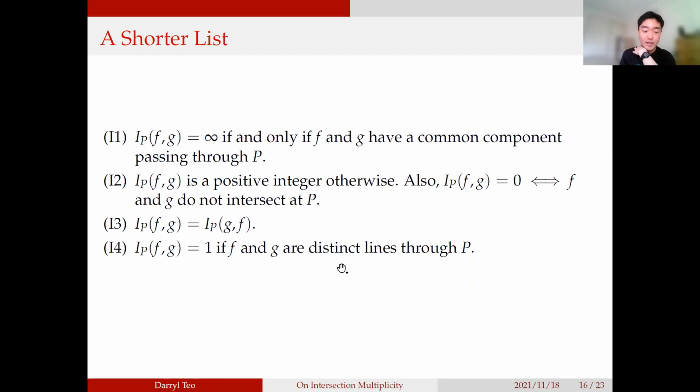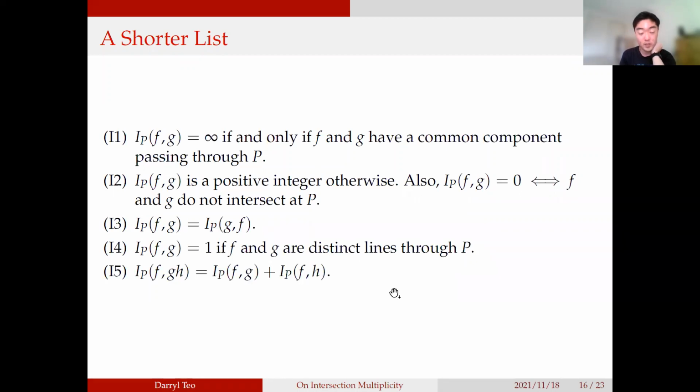The fourth is that I_P(F,G) is equal to 1 if F and G are distinct lines through P. Basically, we take the simplest possible curves, lines, and use them as our base for calculation. So if F and G are distinct lines through P, then they have multiplicity 1.